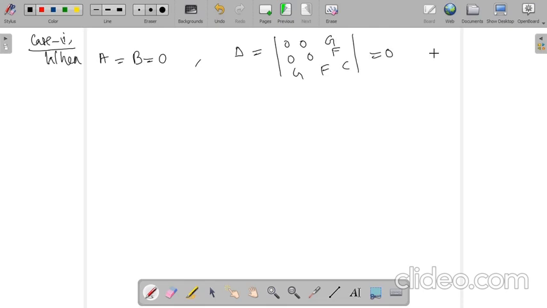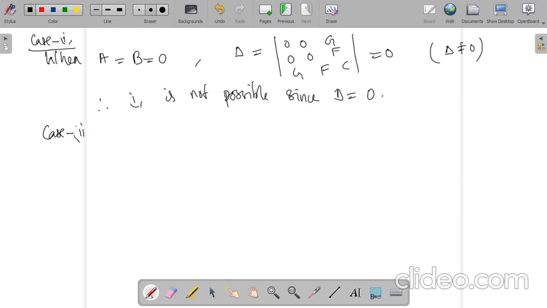So here delta is equal to 0. Therefore you cannot obtain a parabola in that case. So when a and b are equal to 0, delta is not non-zero. So therefore case 1 is not possible since delta is equal to 0. Now let us look at the second case. So the first case is not possible.